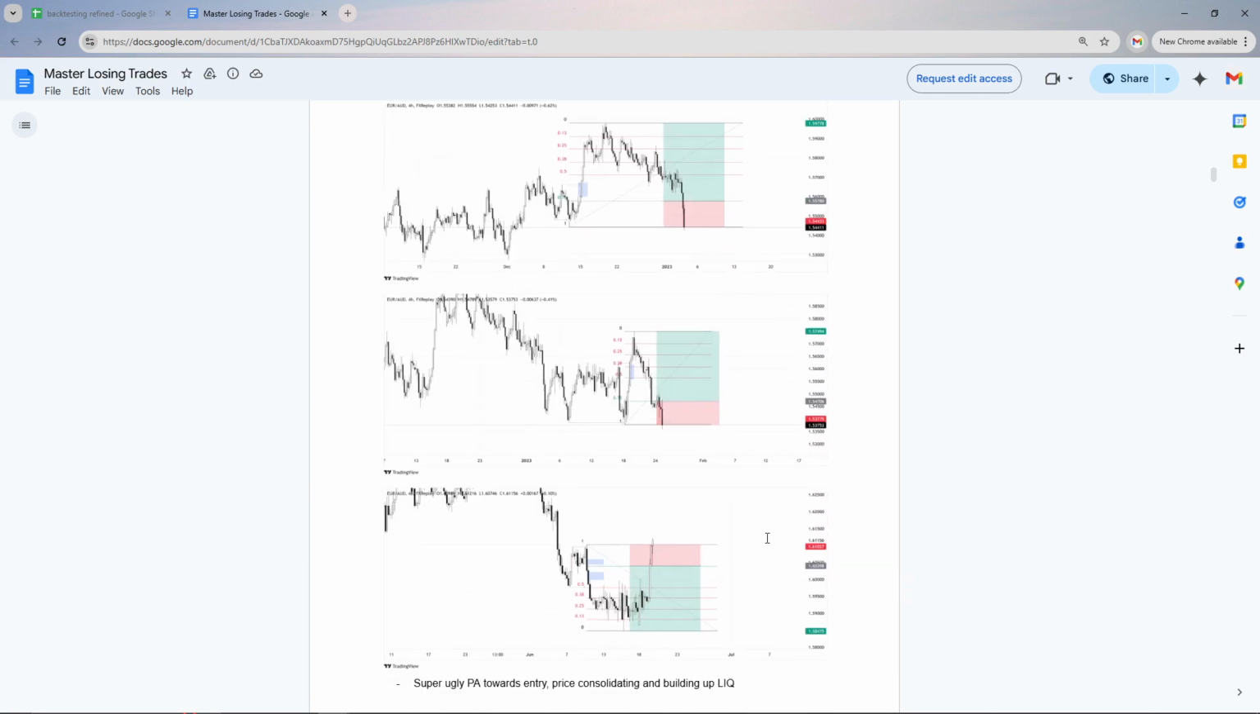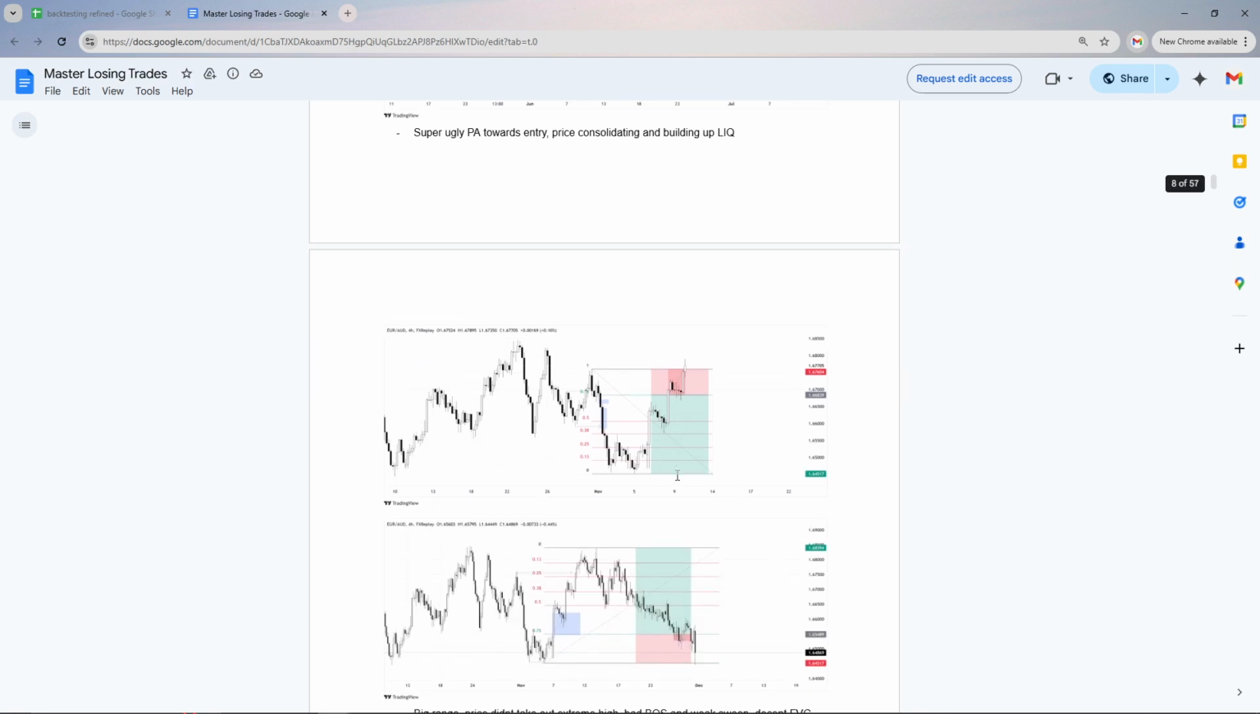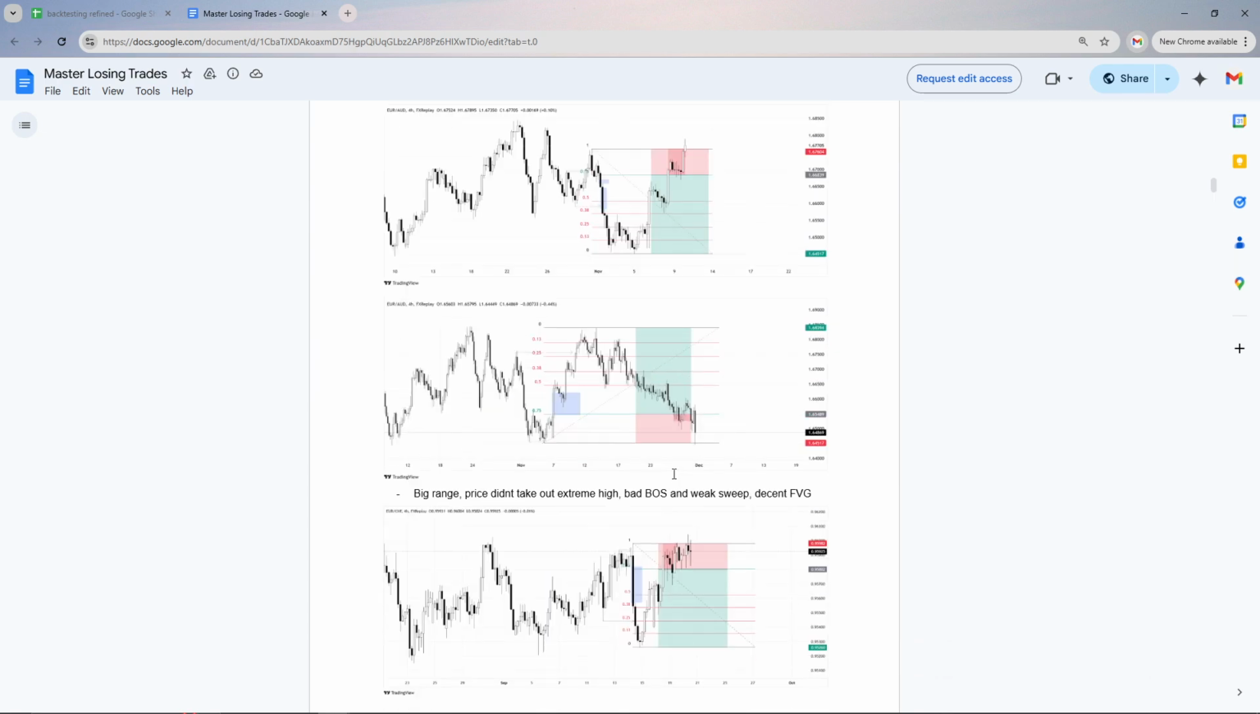Otherwise, a lot of these don't look too bad. Some of these weaker breaks of structure, though, I will mention, these weak liquidity sweeps when they're nearly equal lows. It's sometimes better to avoid those or be careful of them. But I don't see too much else.